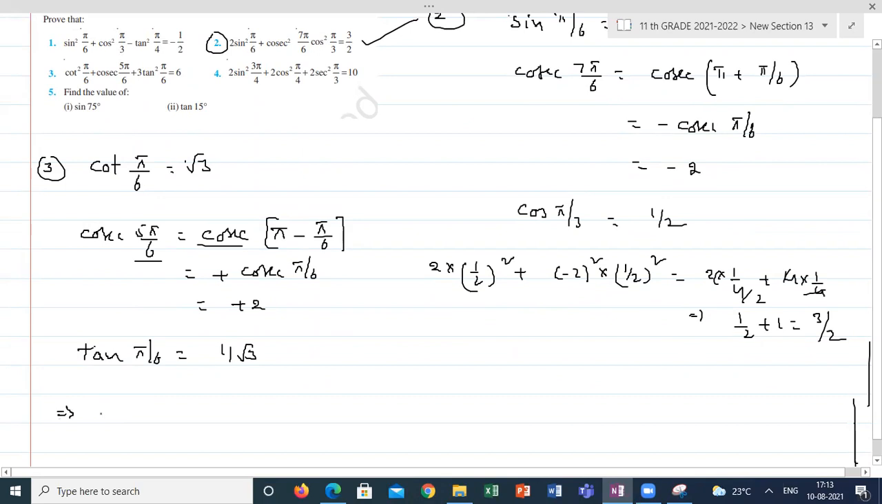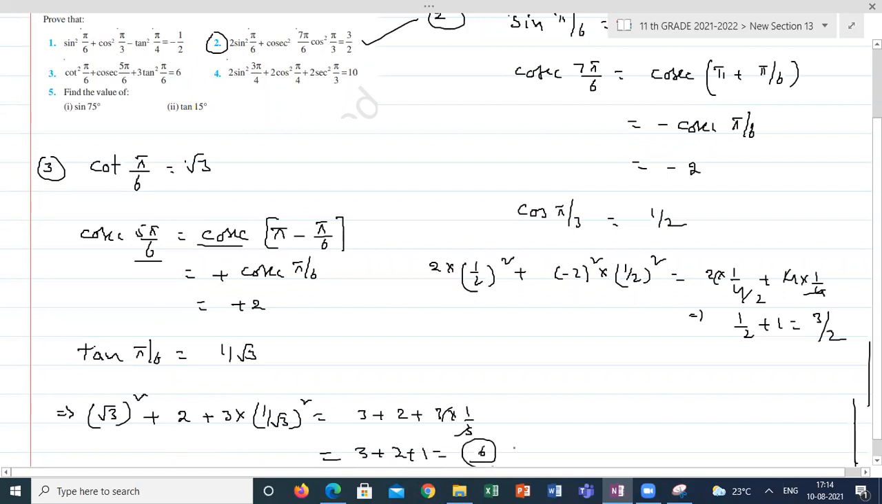This will be cot square pi by 6, root 3 whole square, plus 2, plus 3 into 1 by root 3 whole square. This will be 3 plus 2 plus 3 into 1 by 3. So the answer is 3 plus 2 plus 1, 6, which is the RHS. So I'm taking the LHS, substituting all the values, and on the RHS I want the 6. Right.